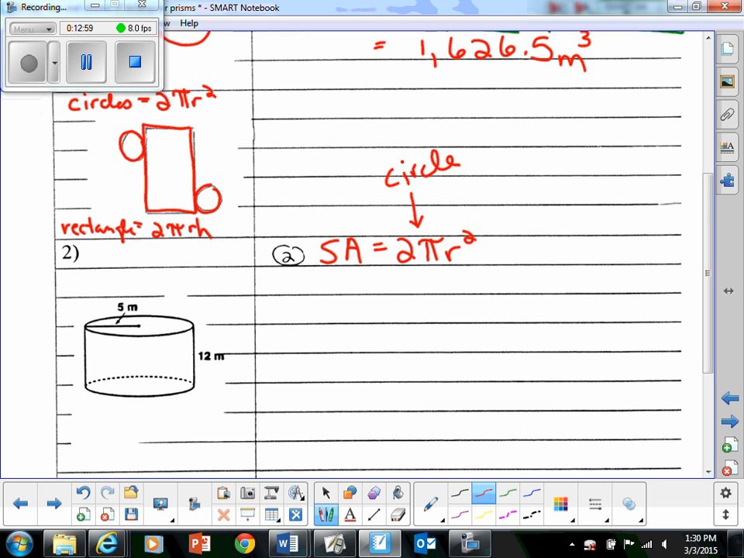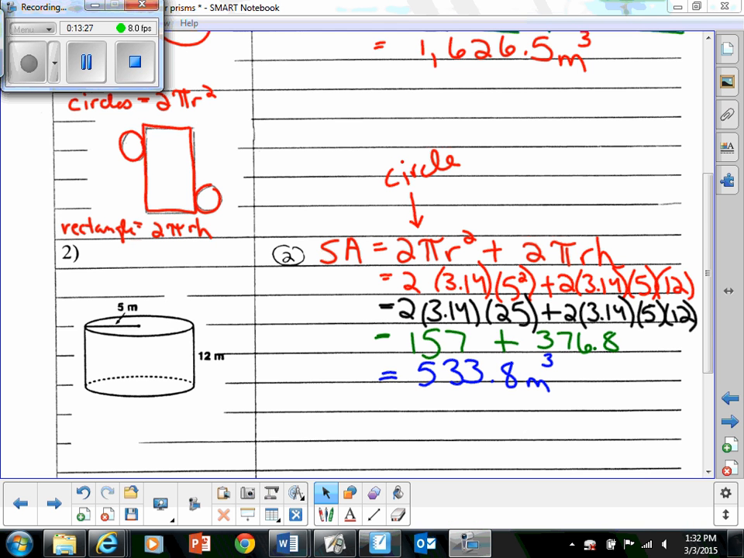Okay, so if we didn't want to include the circle in our calculation, we would take that part of the formula out. And we've got 2 times pi times r times h. Okay, so go ahead and stop the video. I want you to try to substitute all those numbers in one step at a time, and then you can turn the video back on and check your answer with mine.